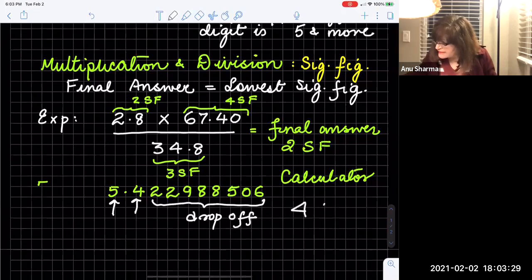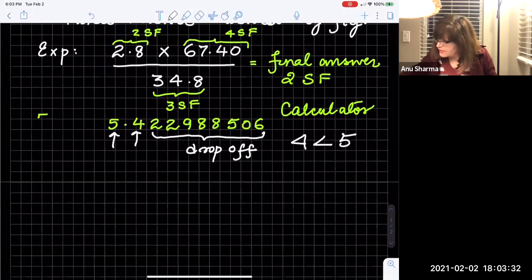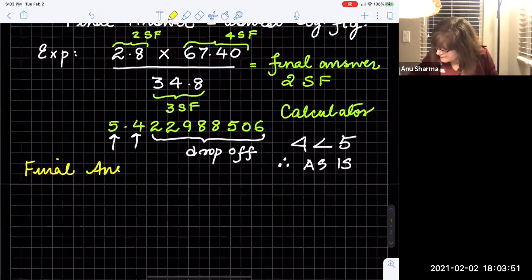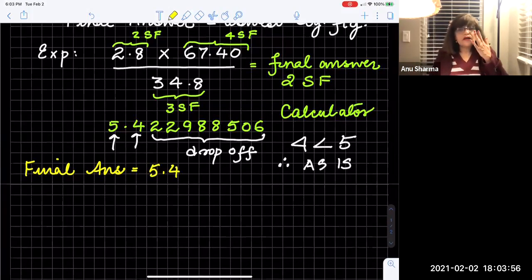Okay, drop off. And 4 is less than 5. Therefore, you leave the retained digit as it is. So 5.4 is going to be your answer. Okay, your final answer is 5.4. Okay, clear? Any questions on this one? Okay, let's look now at the problems from the book.